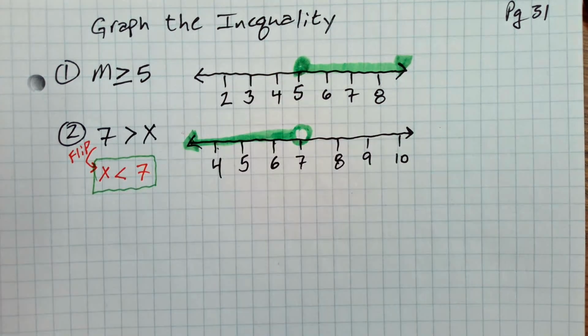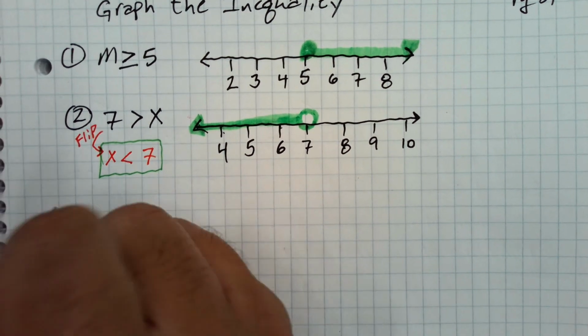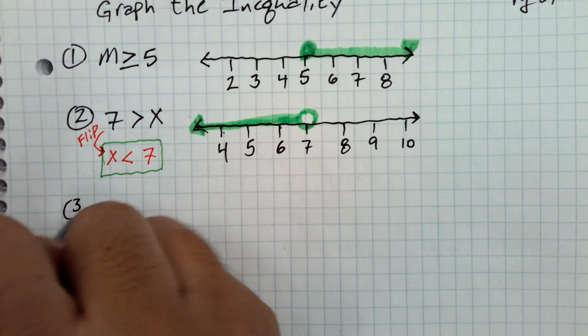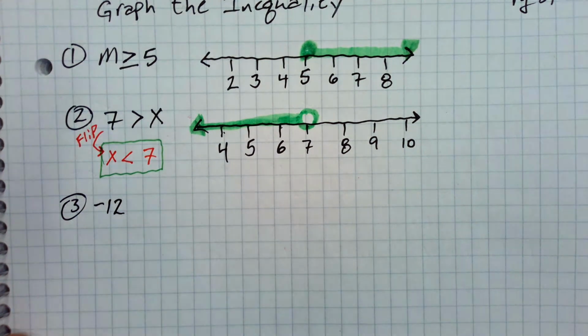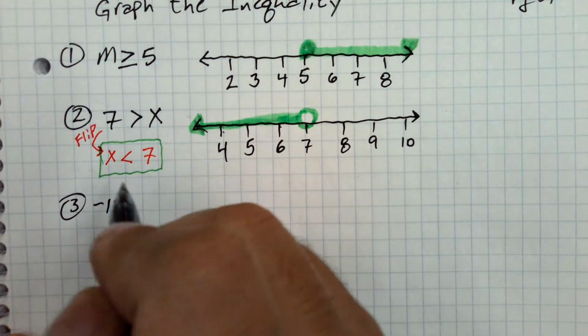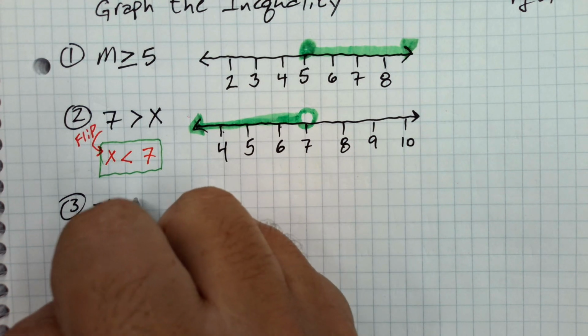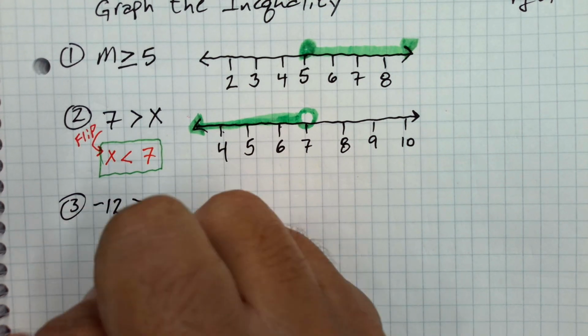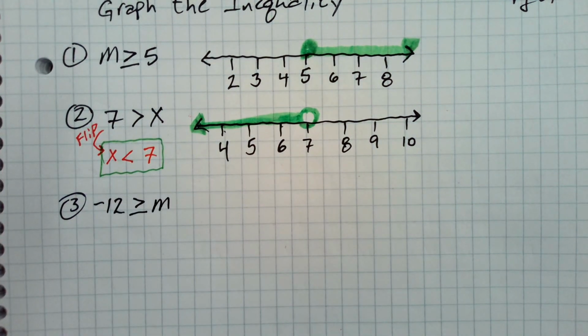These numbers. Okay, so if they flip it around on you and give you the number first and the variable on the right, just turn it over. Okay, let's try one more like that. Number 3, negative 12 is greater than or equal to m.